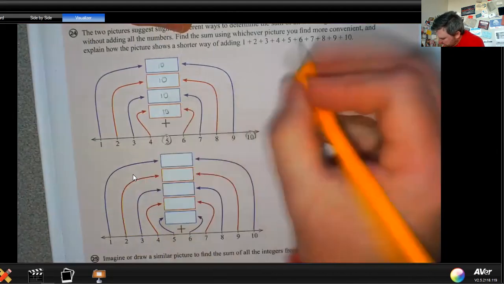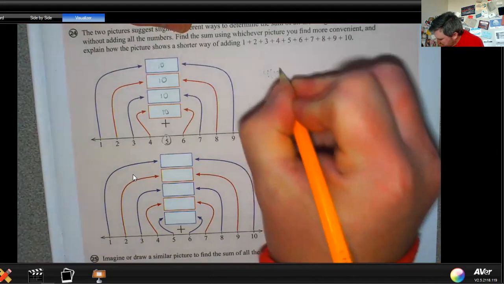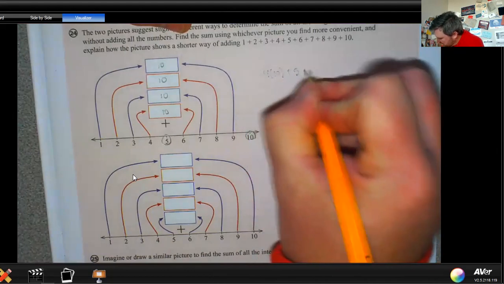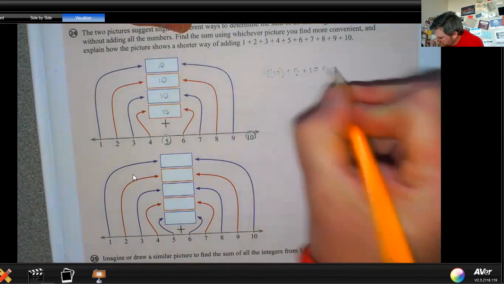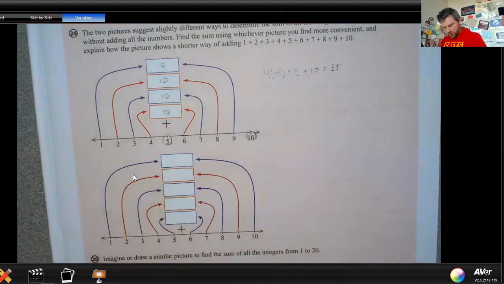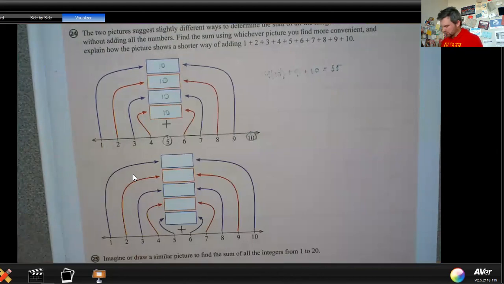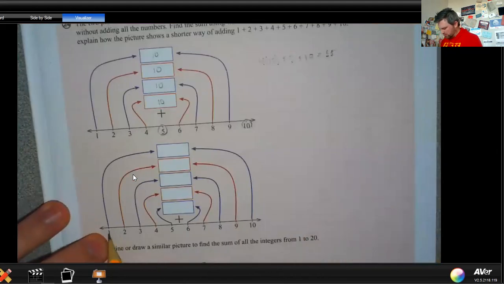So on this one, we're taking 4 times 10 plus 5 plus 10, which is a total of 55. Here we haven't paired up all the numbers, but we've paired some common ones, and multiplying by 10 is really easy. So here we've paired all the numbers.